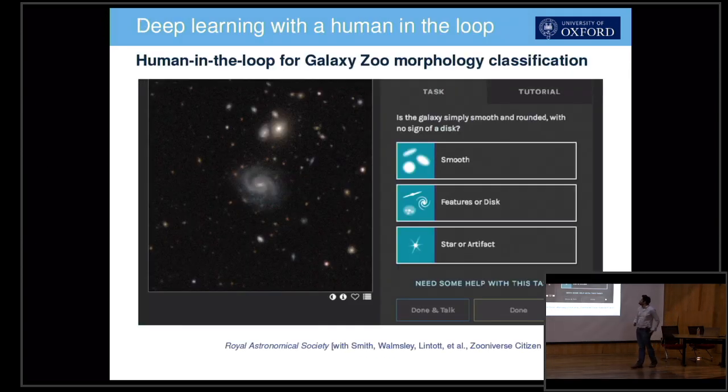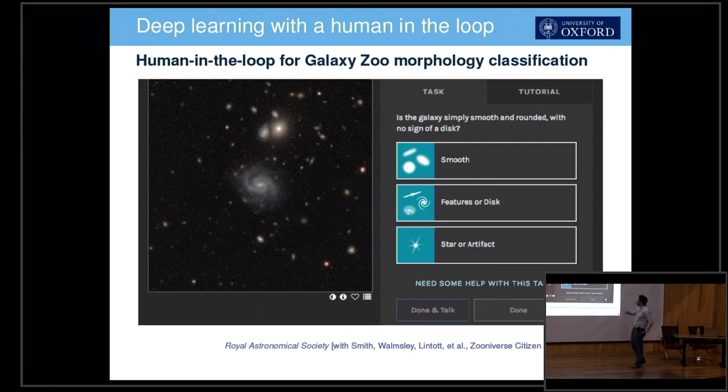So let's switch back to astronomy. We have over here the same application from before, Galaxy Zoo. Now we're going to look at whether we can use the same active learning ideas to put a human in the loop for Galaxy Zoo morphology classification. This is work we've done with the people who built Galaxy Zoo. It was published at the Royal Astronomical Society only a couple of months ago. It is work with Louis Smith, Mike Walmsley, Chris Lintott, and the Zooniverse Citizen Science Project members.